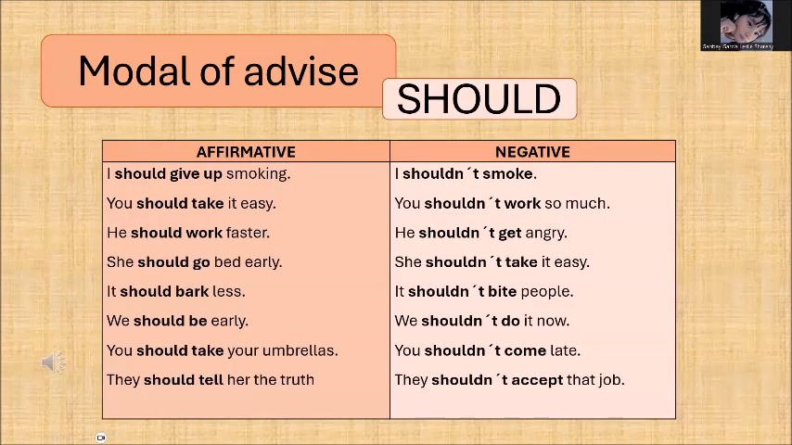Now we'll see some examples in affirmative and negative sentences using the modal verb should. Affirmative. I should give up smoking. You should take it easy. He should work faster. She should go to bed early. It should bark less. We should be early. You should take your umbrellas. They should tell her the truth.